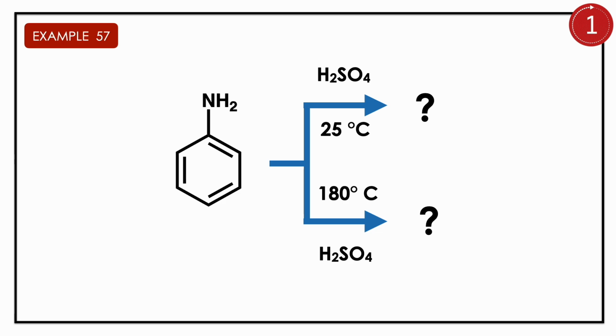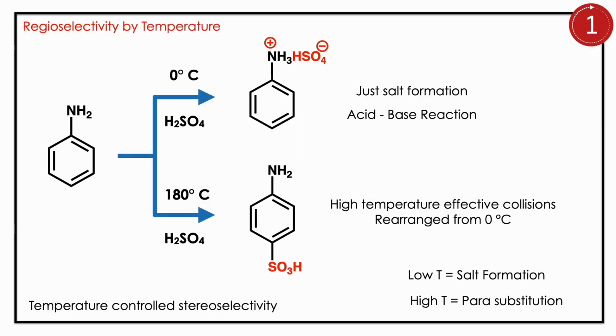Then the next example, you have aniline reacting with sulfuric acid at low temperature and sulfuric acid at high temperature. You should find how temperature influences the final product. Here at low temperature, there is just salt formation. It is an acid-base reaction. You have ammonium and sulfate salt, direct salt formation. On the contrary, high temperature leads to the sulfonation reaction. It's only possible at high temperature. Low temperature, simple acid-base reaction. High temperature, it's a para substitution.